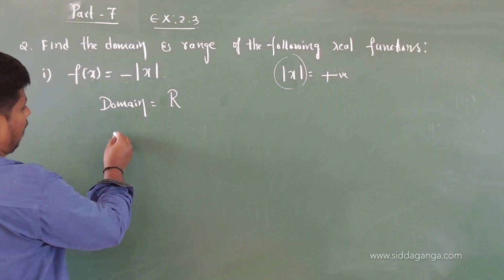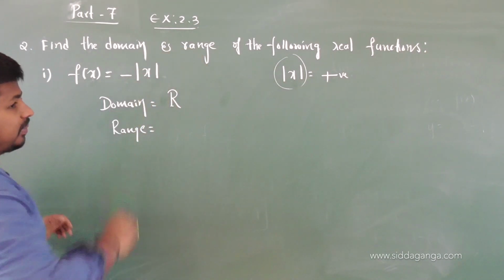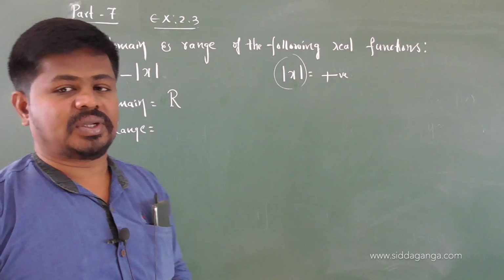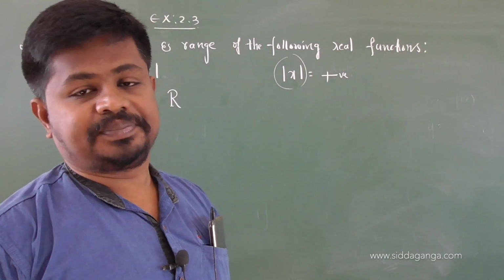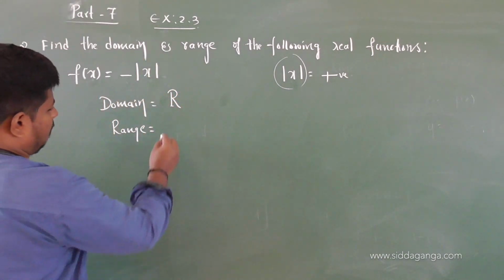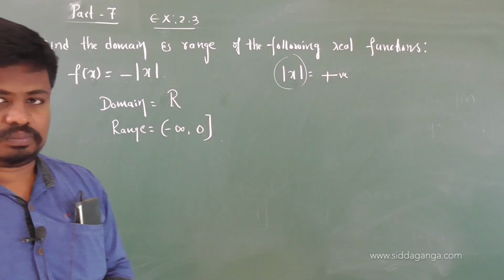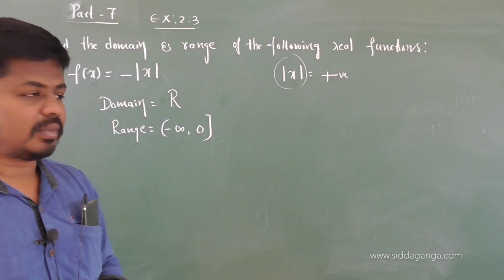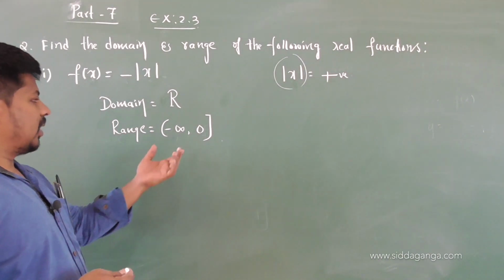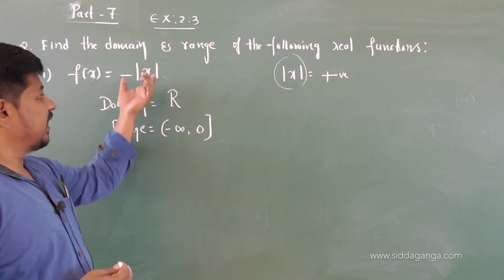Yes, you can see here the range is all negative numbers including 0. So I can say the set of all non-positive real numbers, or you can write minus infinity to 0 including 0. Hope you got it, students. Set of all non-positive, I mean minus infinity to 0. This will be the range, because the range is always negative value.